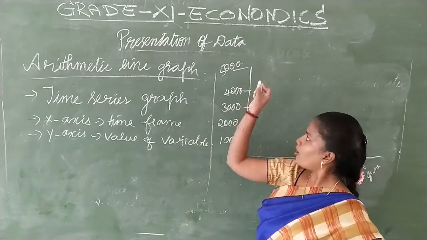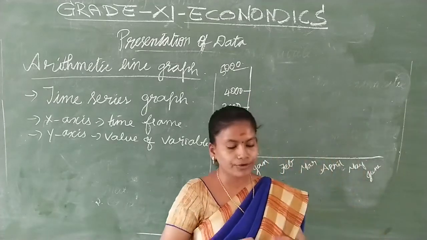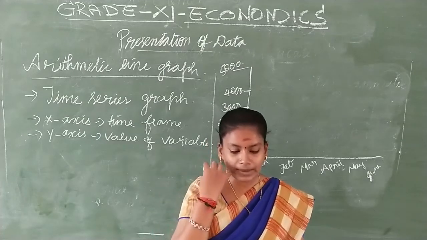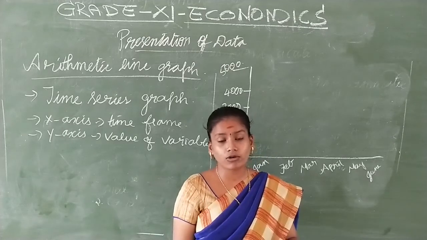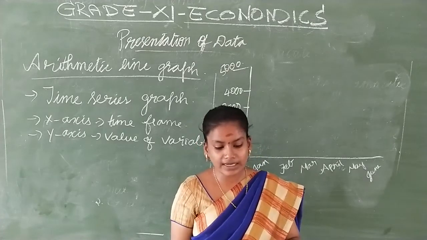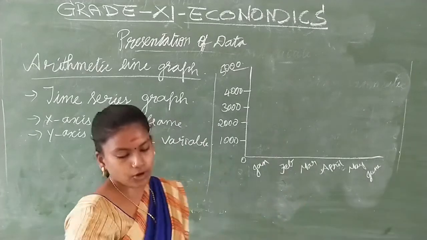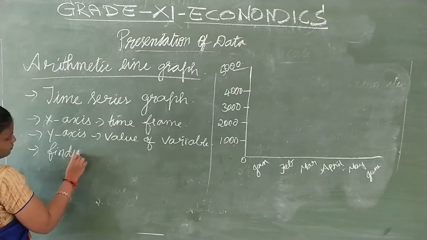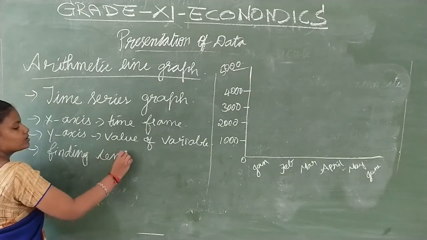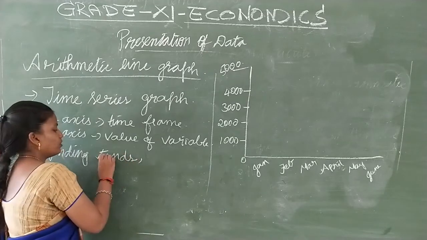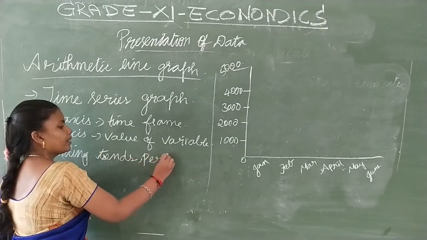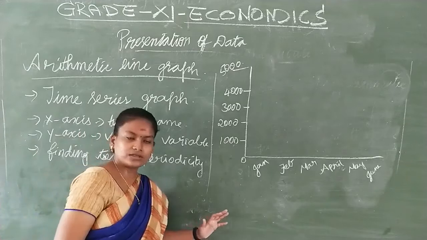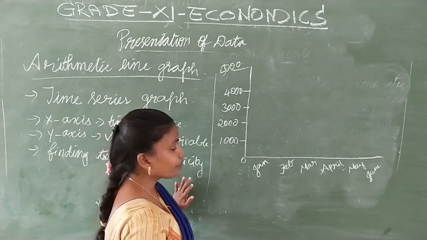So when you mark the points and join all of them, whatever line you get is going to be your arithmetic line graph, also called a time series graph. It helps in understanding the trend or the periodicity, etc. How it has changed, what is the change in it, all those things you are going to measure through this particular graph.